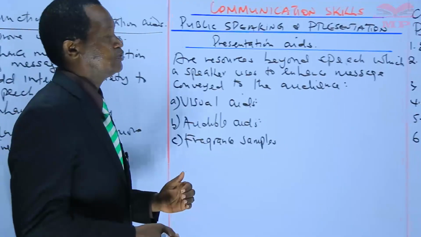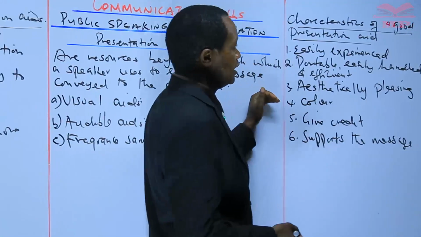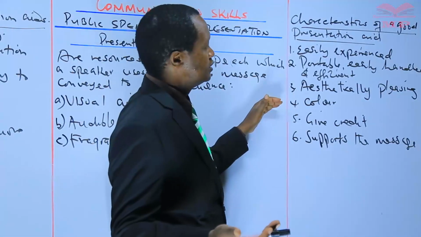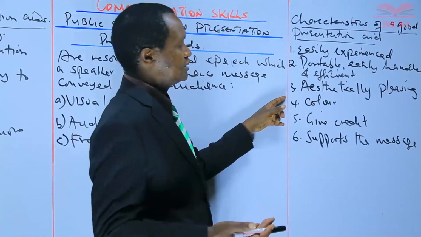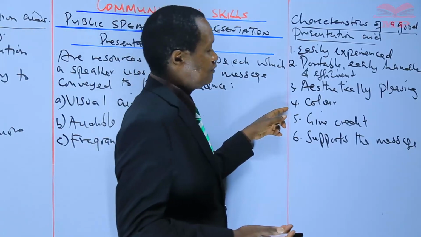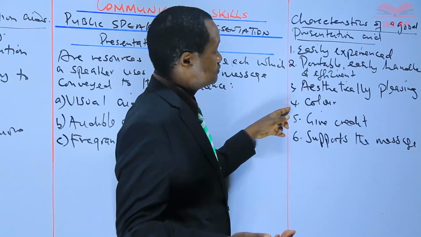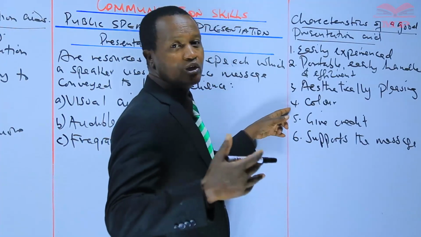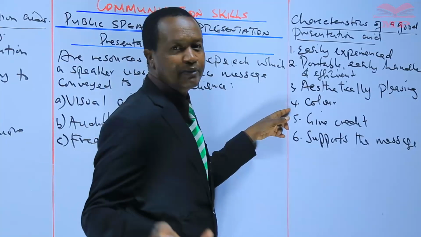In closing, candidates, we highlighted the characteristics of a good presentation aid. We say that a good presentation aid is one that is easily experienced. Number two is portable, easily handled, and efficient. Number three, we say that a good presentation aid is aesthetically pleasing. Then number four, there is an aspect of color when preparing or coming up with the presentation. It is important to incorporate the aspect of color, because color is an aesthetic aspect.